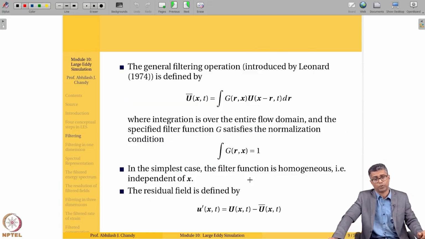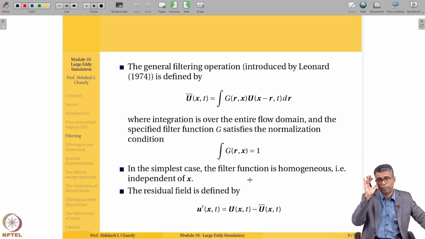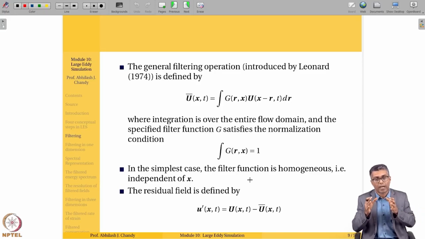But let's look at the filtering operation. Mathematically what the filtering operation looks like. So the filtering operation was introduced by Leonard in 1974, and this is what it looks like. It's a convolution operation basically. You have U bar equal to the integral of the filter operator G of R of X times U of X minus R T dr. So it's a convolution operator where this integration is applied over the entire flow domain. And your G, which is your filter function, basically satisfies the normalization condition, because what happens is you have to recover your velocity, right?